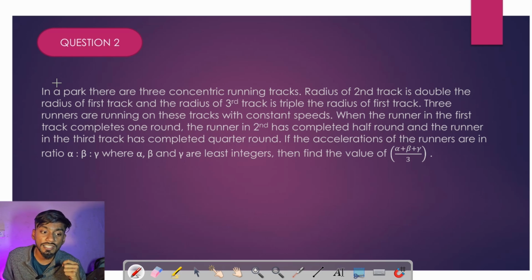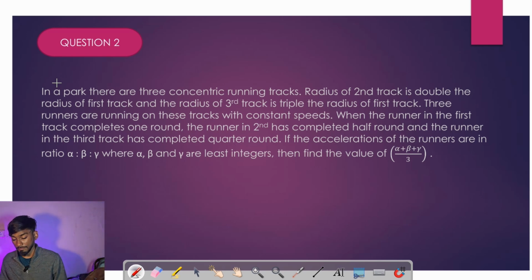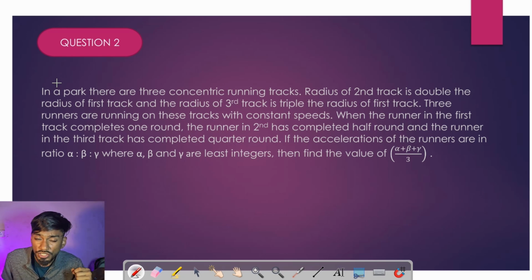If the accelerations of the runners are in the ratio alpha is to beta is to gamma, and they are the least integers, then I am asking you to find the value of (alpha plus beta plus gamma) by 3. This question has more connection with circular motion rather than kinematics.